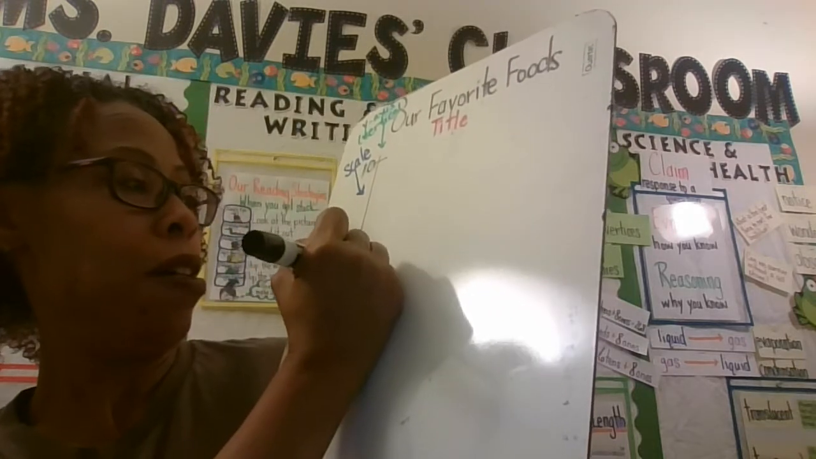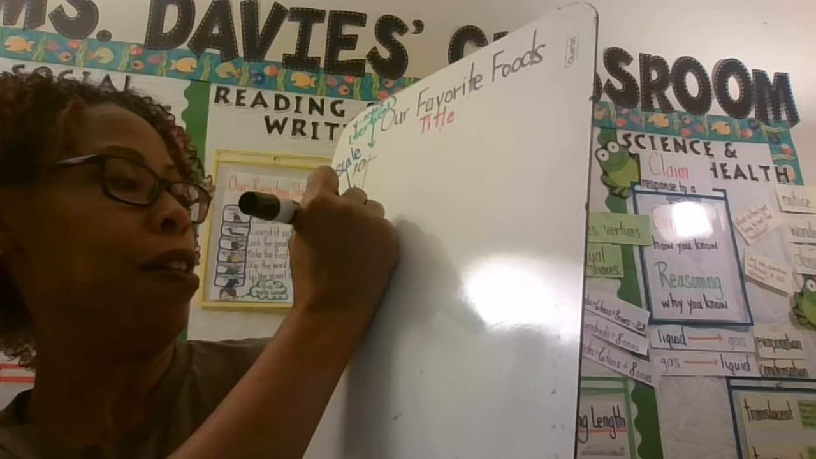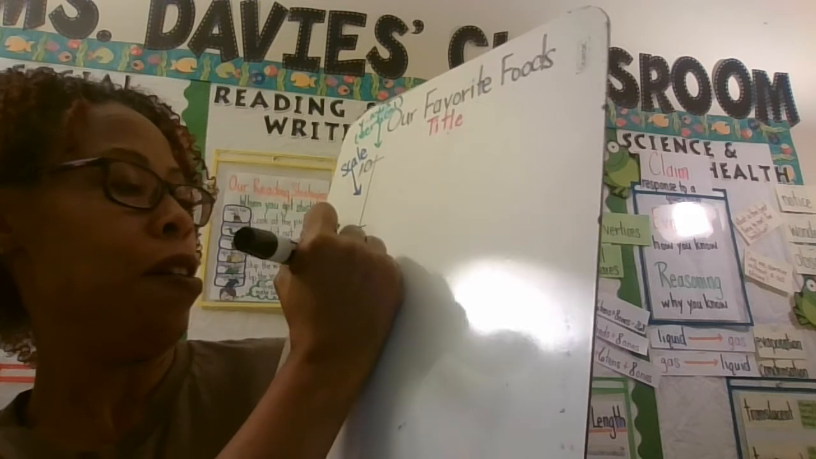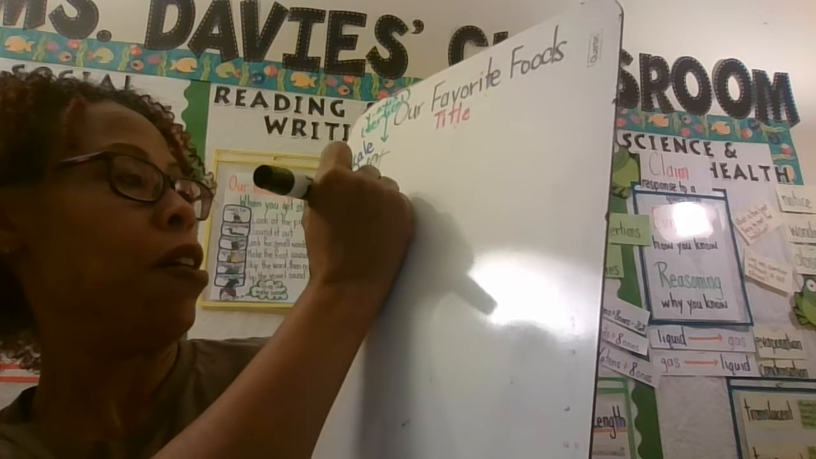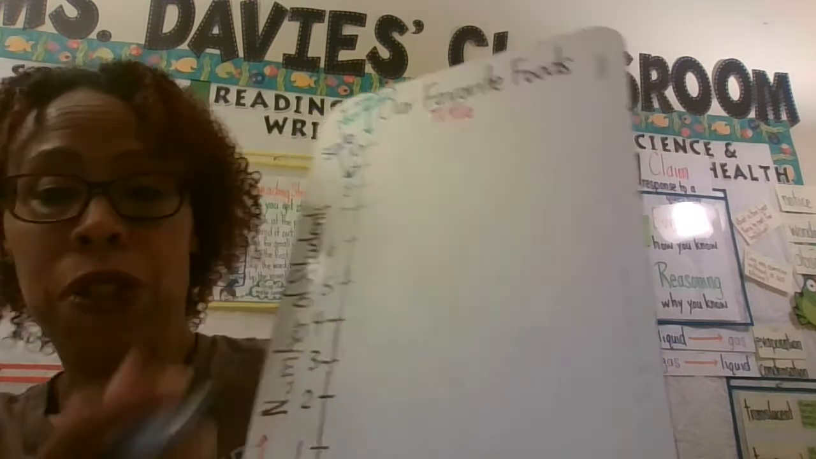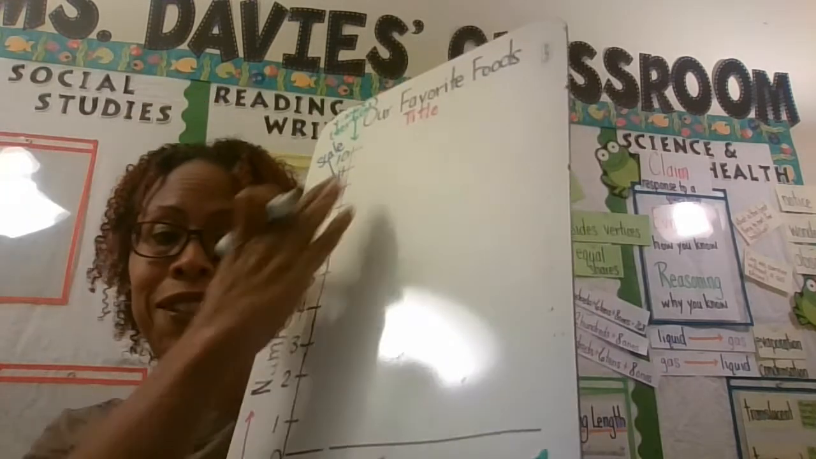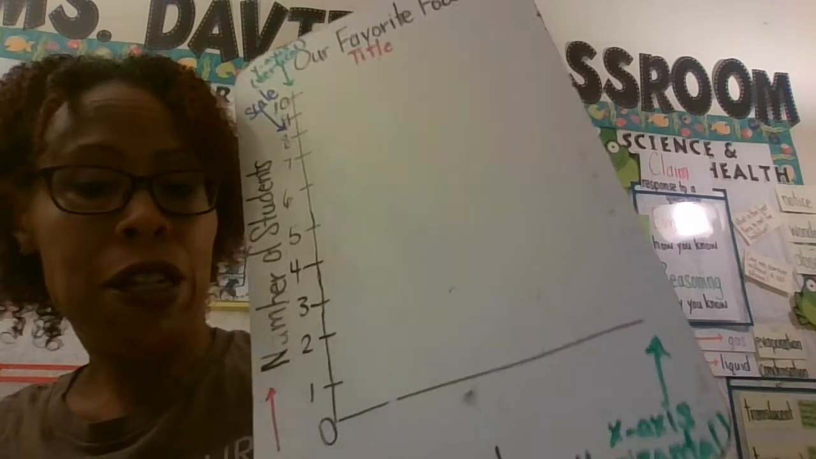Now let's see. Midpoint here is about 7. So let's put 7 here. 6 there. 8 and 9. Okay. So now we have our scale. This is our scale, the numbers that measure the data.